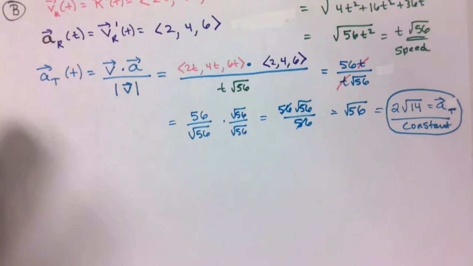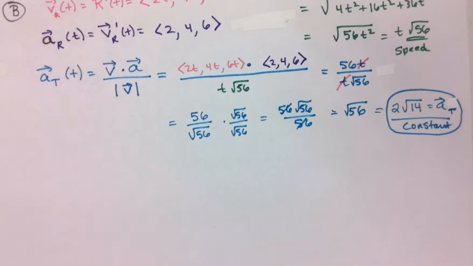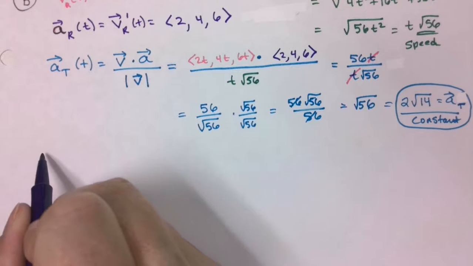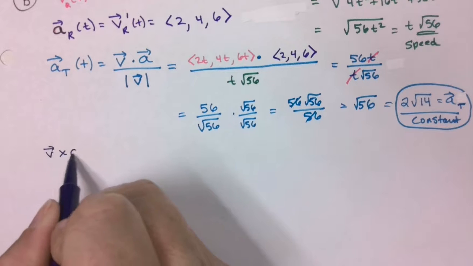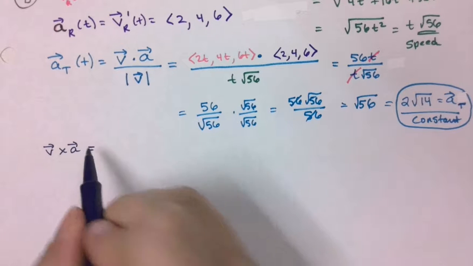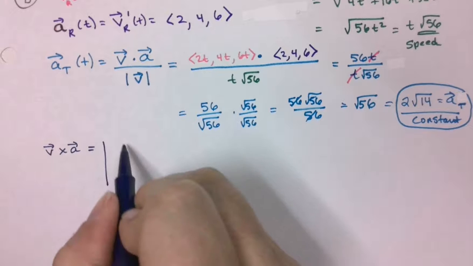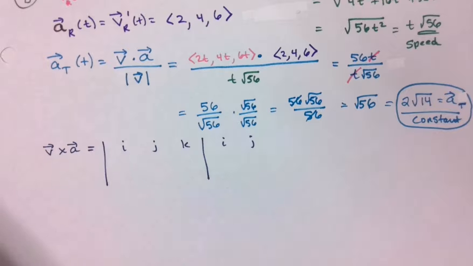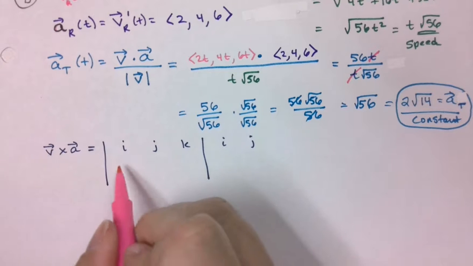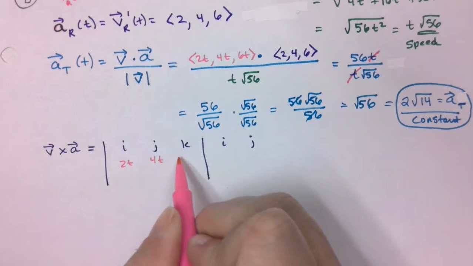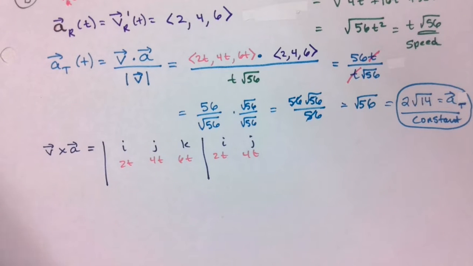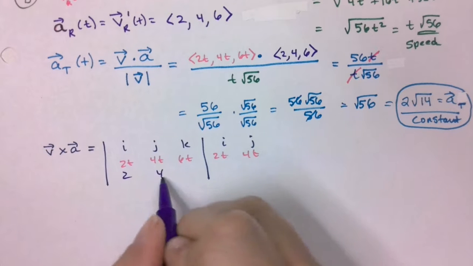Okay, so now what about the other piece, the normal piece? So a sub n. To do a sub n, I'm going to need the cross product of the v vector and the a vector. So I mean velocity cross product with my acceleration. So I'm just going to take the cross product now and get it over with. So velocity is 2t, 4t, 6t. And then acceleration is 2, 4, 6.